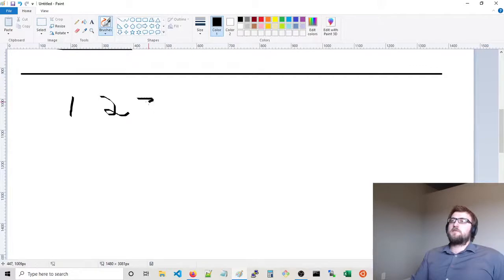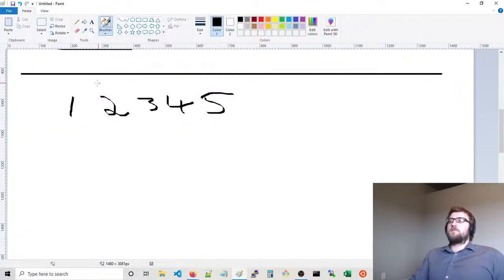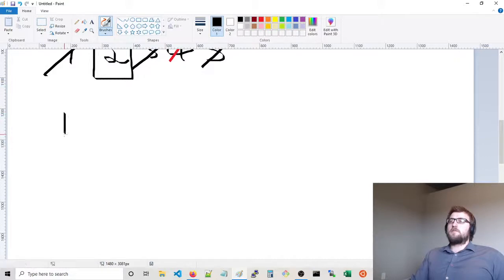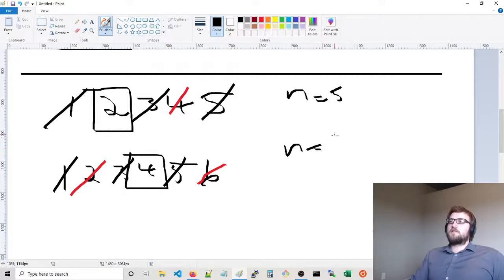So 1, 2, 3, 4, 5. The one that they had was 9, we'll try that one too. First step, we remove 1, 3, 5. Second step, we remove 4, and then we're done. We have 2. Okay, how about 1, 2, 3, 4, 5, 6. First step, 1, 3, 5. Second step, 6, 2, and 4. So n is 5, we get 2. N is 6, we get 4.